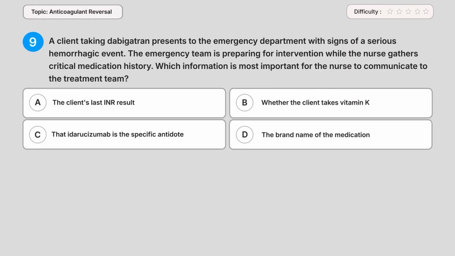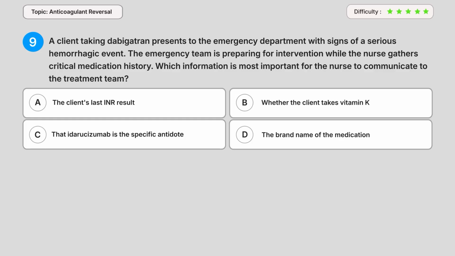9. A client taking dabigatran presents to the emergency department with signs of a serious hemorrhagic event. The emergency team is preparing for intervention while the nurse gathers critical medication history. Which information is most important for the nurse to communicate to the treatment team?